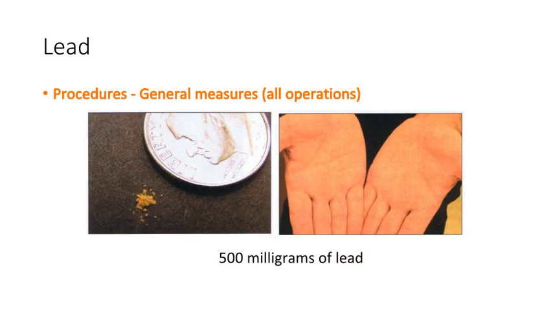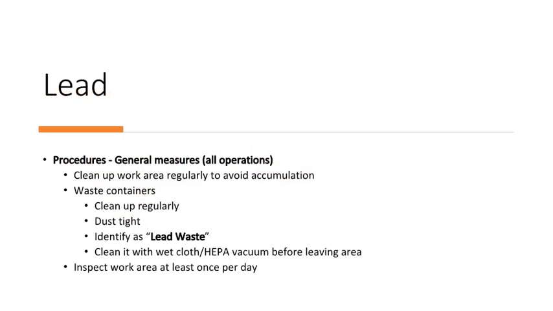This picture highlights how much 500 milligrams is in comparison to a nickel. When that amount is rubbed into the hands, you cannot see it. The general procedures must include: clean up the work area regularly to avoid accumulation.